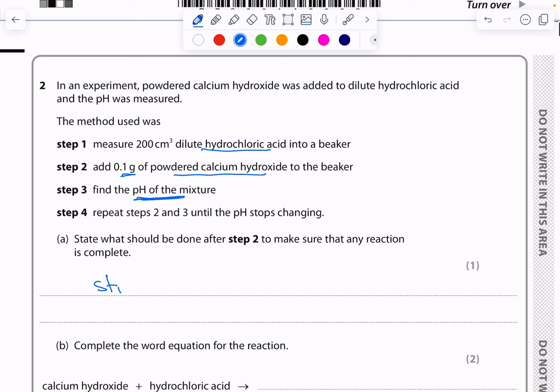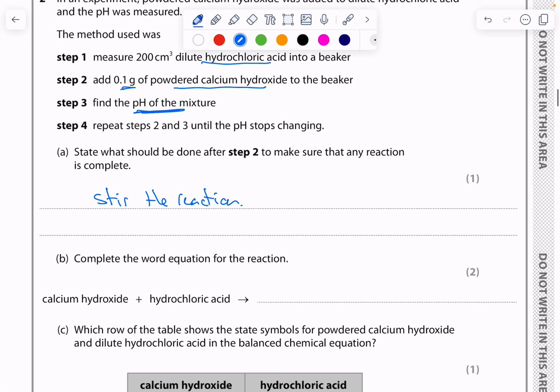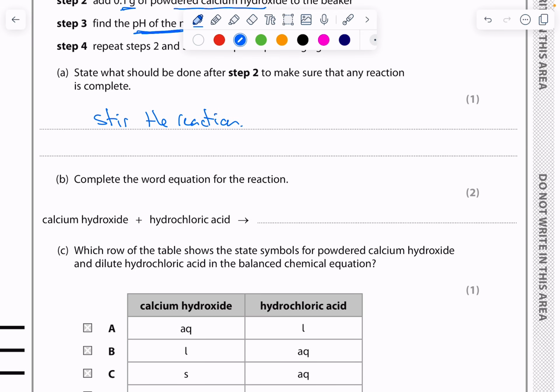So what you would do is you would stir the reaction, and that way you are encouraging it all to react, or as much as possible it needs to react. Complete the word equation. So hopefully you remember where we have acid plus base makes a salt, and it makes water in there as well. So in this situation, because it's hydrochloric acid, the salt is going to be called calcium chloride, and we will then have water, and you get 1 mark for each of those two products.